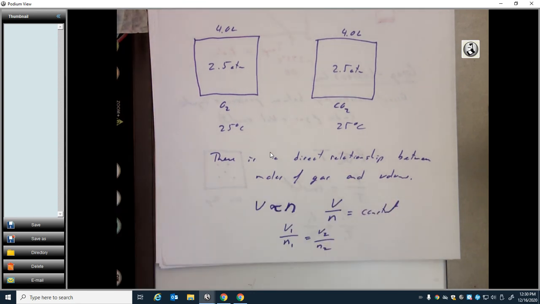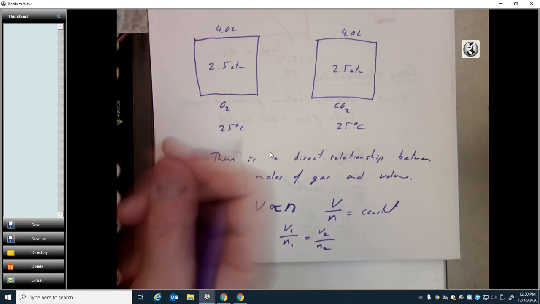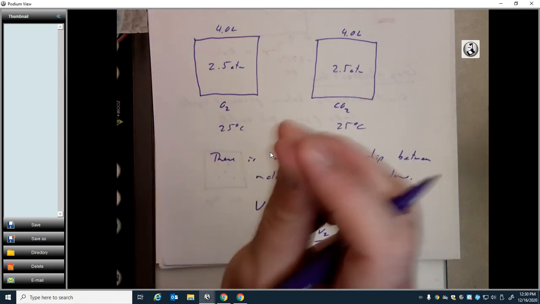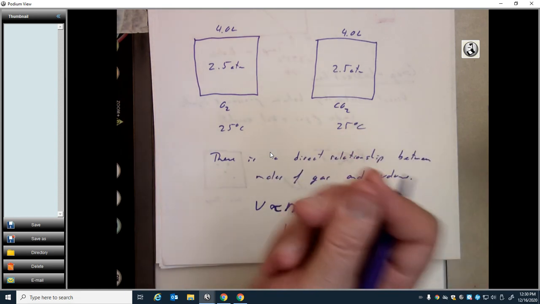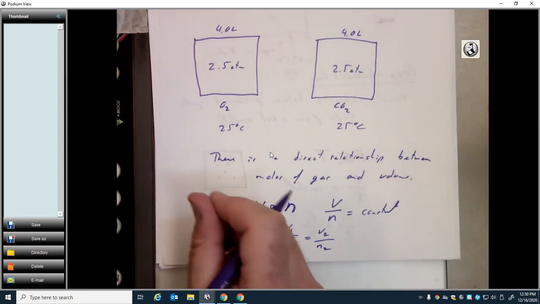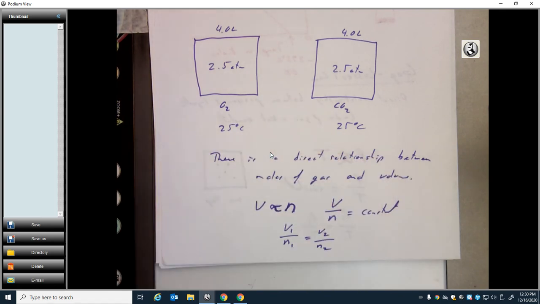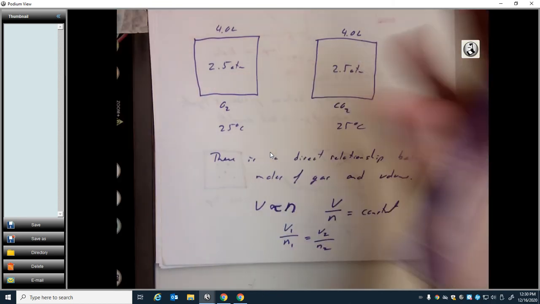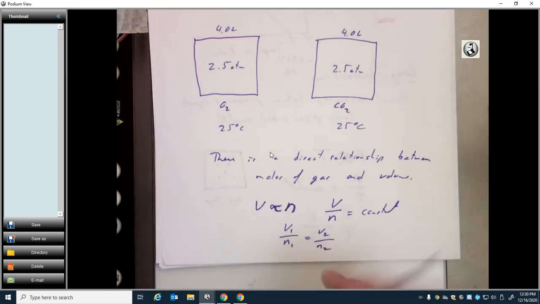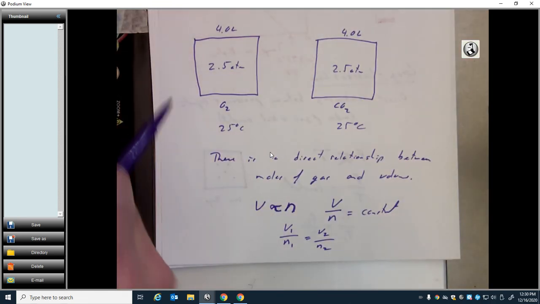Now, this one's pretty easy to see. So let's say I have a balloon, and I blow up the balloon a little bit. I have just put some gas particles inside that balloon and it has a volume. Now, if I take that same balloon and put more gas particles in there, what's going to happen to the volume? It's going to get bigger. So that's part of Avogadro's principle.